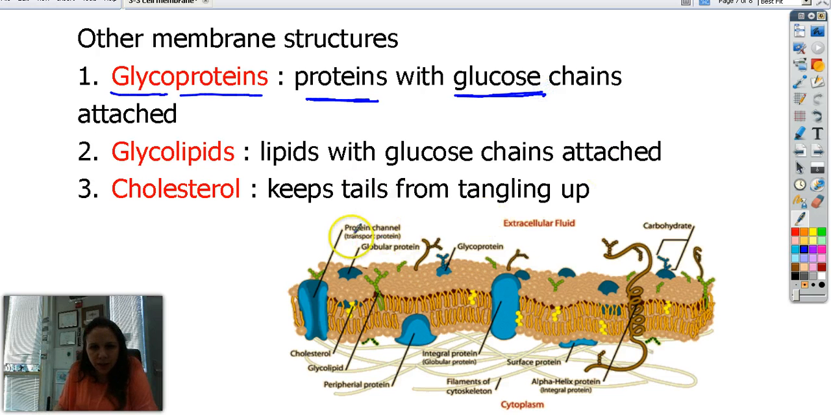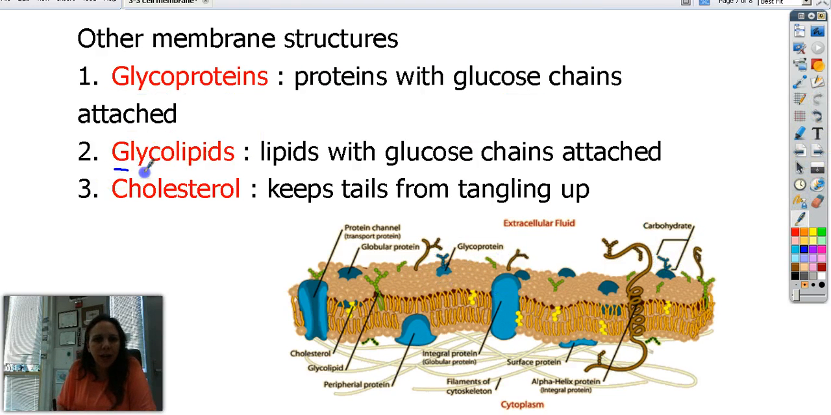So if I go digging in there, there's one right there. You can only see the top half of him sticking out, but there he is. And see this little chain sticking off of him? Those are glucoses. What are glucoses? Carbohydrates. So this is a glycoprotein because he's got a chain of glucoses sticking out of his protein. Simple: glycoprotein, a glucose chain hanging on to a protein.